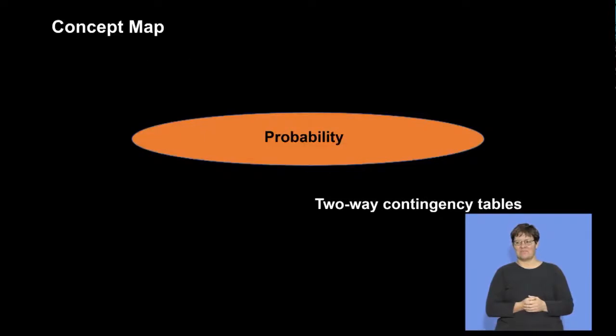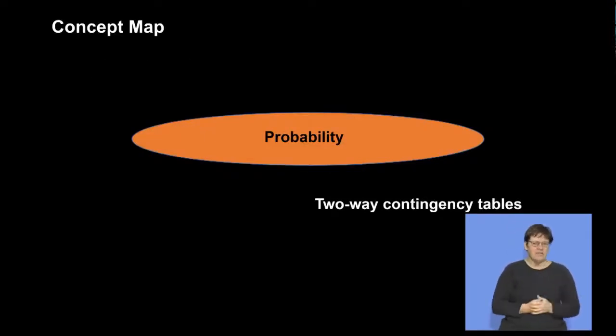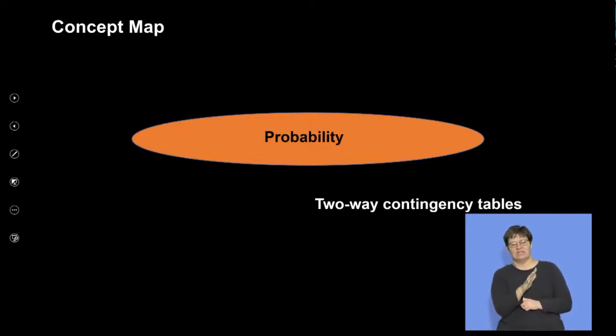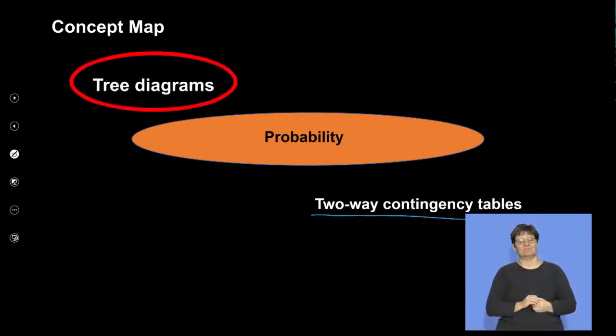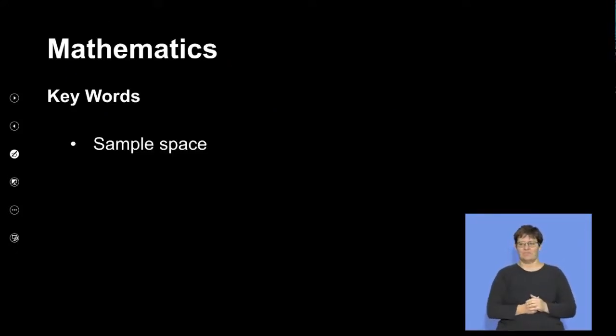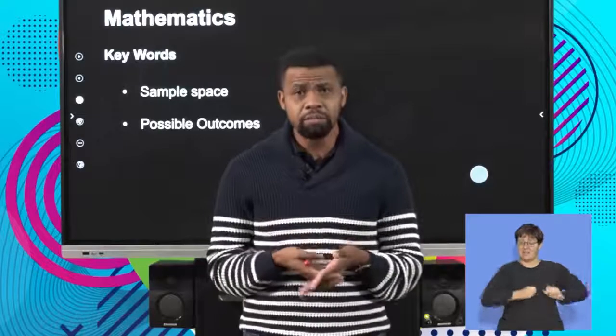But before we do that, I did indicate we'll look at probability, we'll look at tree diagrams, and after looking at the tree diagram, we'll also look at the contingency table. Okay, let's start with tree diagrams. Some of the key words you need for your tree diagram: it's a sample space. What is a sample space?